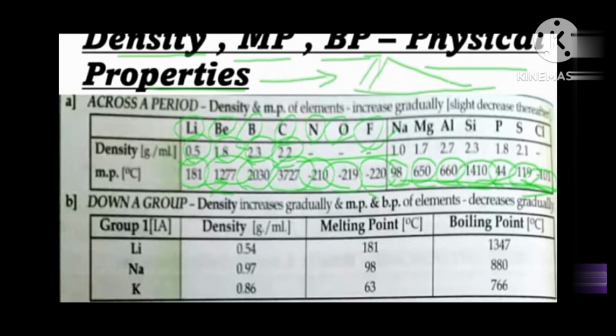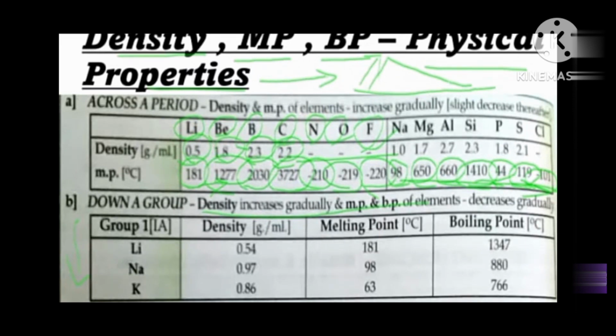What? Density and melting point of elements. And down a group, okay? Density increases gradually and the melting point and boiling point of elements decrease gradually. So density is increasing down a group and melting point and boiling point are decreasing down a group.